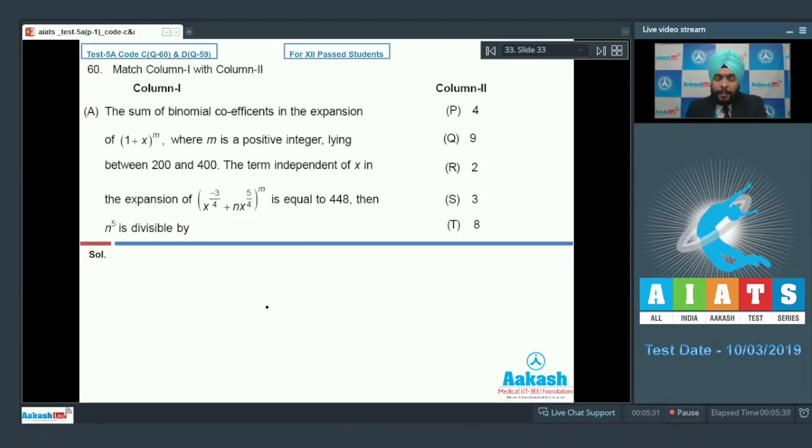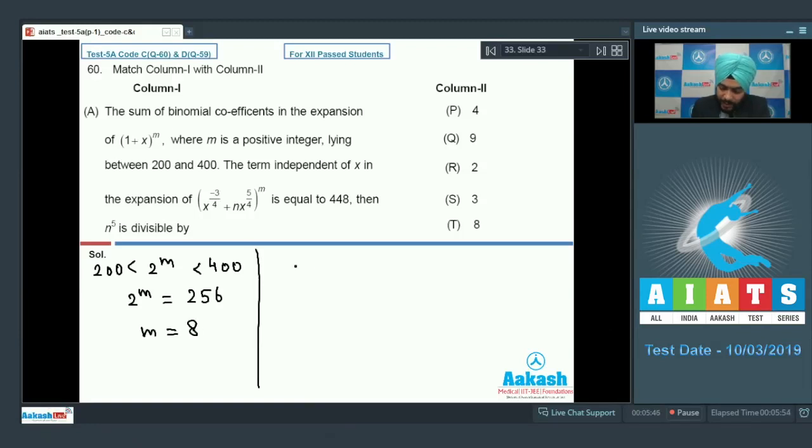Students, 1 plus x की power m में sum of binomial coefficient होता है 2 की power m. 2 की power m अगर 200 और 400 में lie कर रहा है तो हमारे पास एक ही possible value है 2 की power m की और वो है 256. इसका मतलब हमारी m की value है 8. So if m is 8, I have the next expansion as x raised to power minus 3 by 4 plus nx raised to the power 5 by 4 whole raised to the power 8.